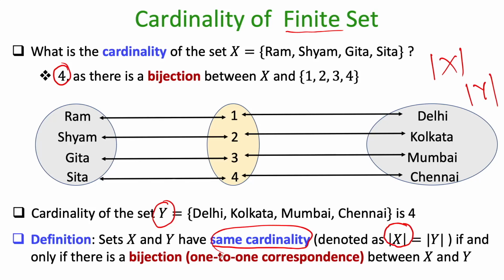So if I take this example here, the set X and the set Y have the same cardinality because they have the same number of elements, namely 4. But if I see it in terms of a function, then I can say that the set X and the set Y have the same cardinality because there is a bijection between the set X and the set Y.